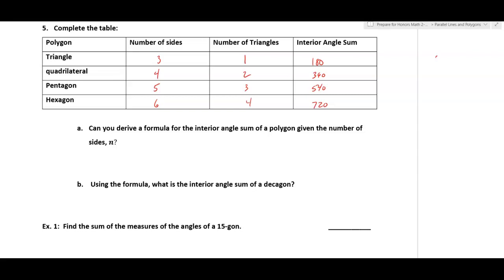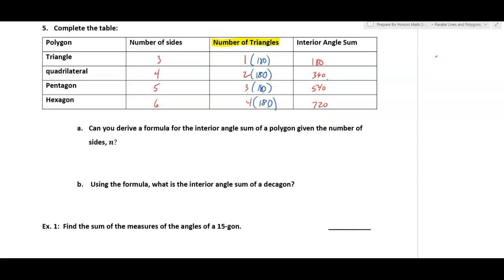Well, if I look at a pattern here, I know I'm basically finding the interior angle sum by doing the number of triangles times 180 degrees. Right? Because if I look here, 2 times 180 is 360, 3 times 180 is 540, 4 times 180 is 720. But how can I find the number of triangles?